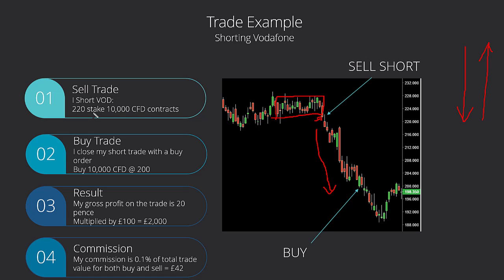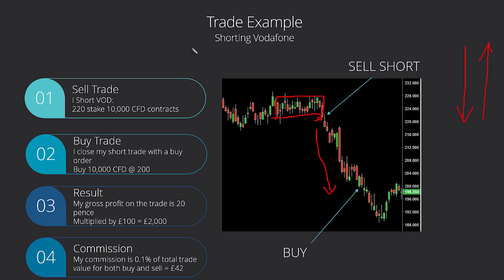Don't forget, in the UK, the quote is in pence, rather than in dollars or in pounds, as in different countries. Specifically, in the US, 220 is in dollars. So we decided to sell 10,000 CFD contracts, and that puts us at a notional value of £22,000 short on Vodafone.